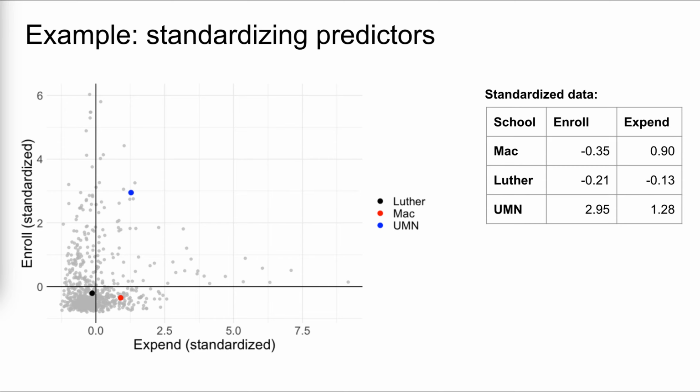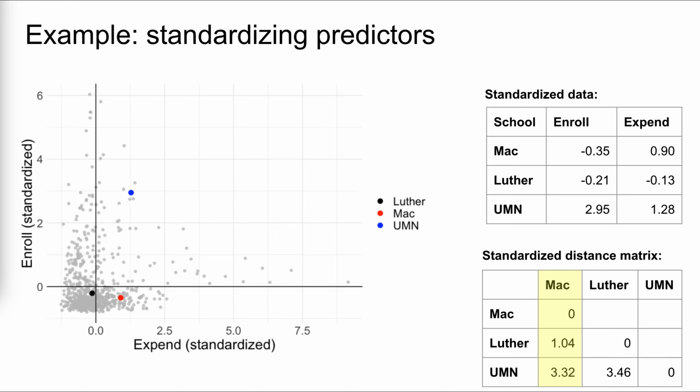From these, we can calculate the standard Euclidean distances between each pair of schools. Revisiting the question of which school is closer to Mac, the answer now correctly matches the visual evidence and our intuition. Whereas the standardized distance between Mac and UMN is 3.32, the standardized distance between Mac and Luther is only 1.04. In conclusion, this video illustrates that details matter. This particular detail about how to calculate distance will continue to be relevant to other algorithms that we learn throughout the semester.